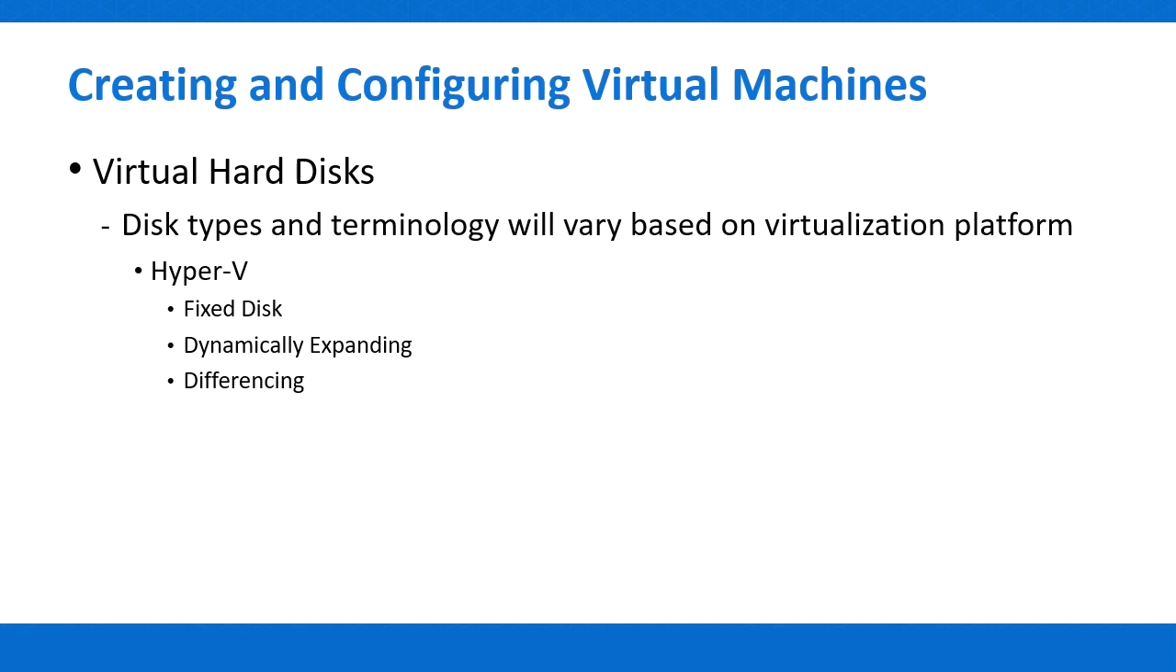Dynamically expanding is exactly the way that it sounds. It starts out small and it grows on an as-needed basis. So you can say, I want to create a 20 gigabyte virtual hard drive. But if you configure it as dynamically expanding, it'll only be roughly 20 to 40 megabytes in size to begin with. And then as I add data to it, it will expand on the disk. Obviously, that gives me a lot of flexibility. It also lets me rapidly provision VMs because I can create those virtual hard disks much faster.